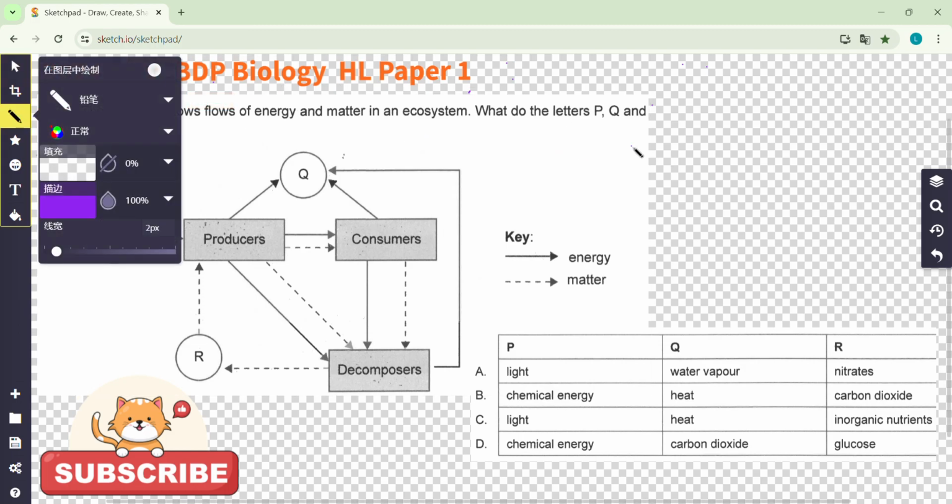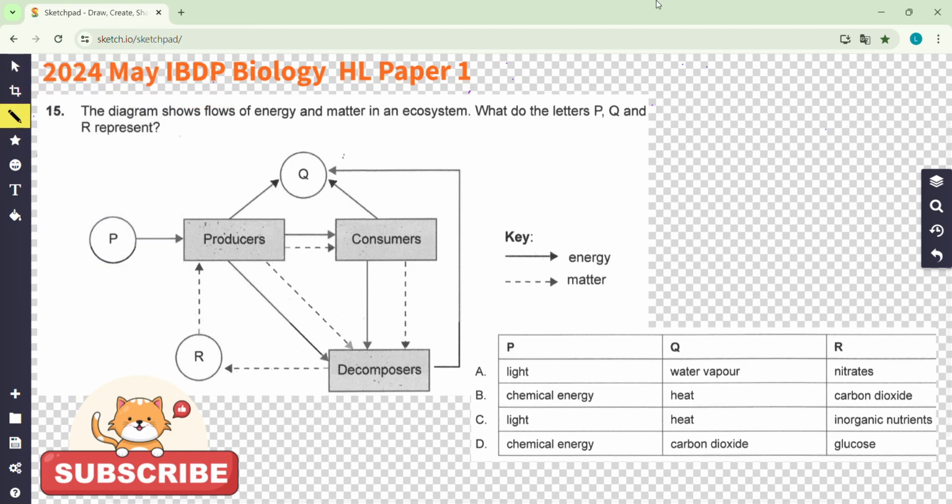Question 15 is straightforward. I must say, just remember your finger, link it up here. First, you talk about this thing. Remember the diagram, energy and matter. Be careful, okay? For the producer, they have two sources, remember. One can be photosynthesis, and one can use the inorganic nutrients to produce food.